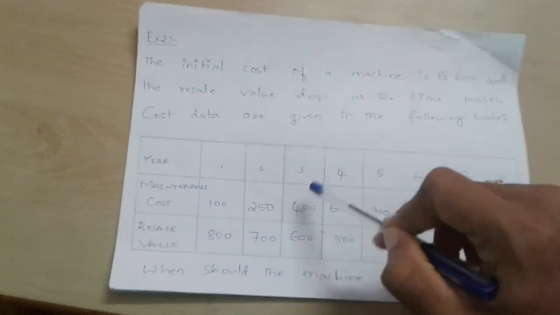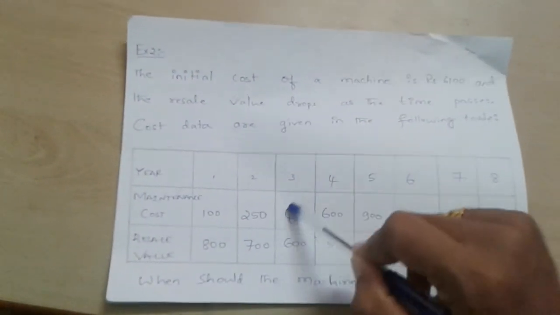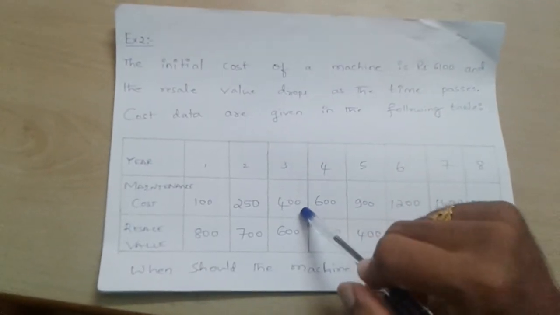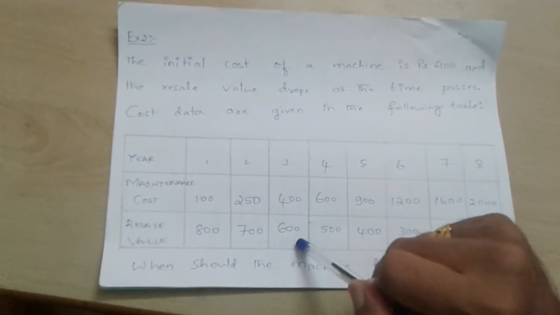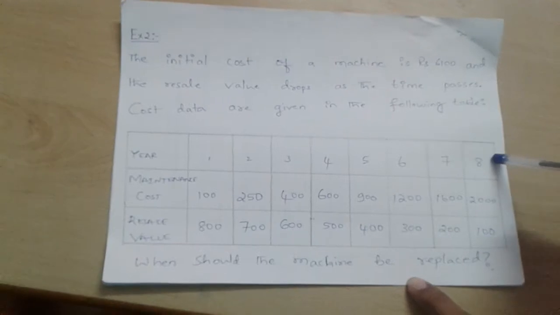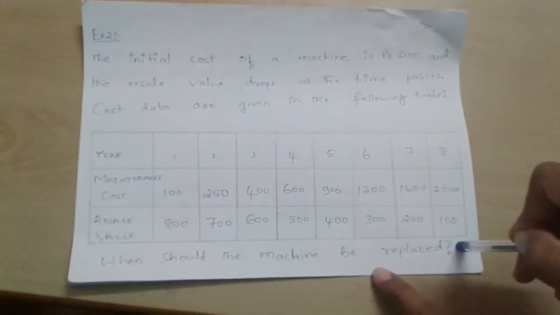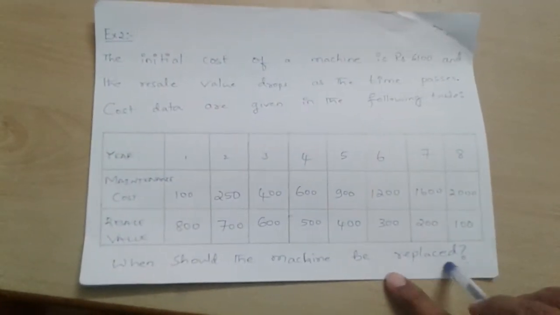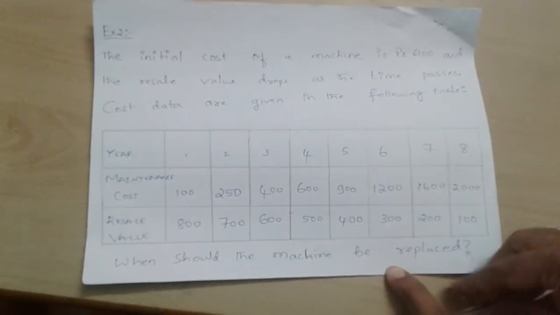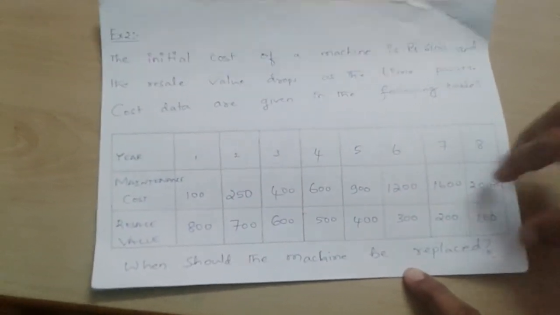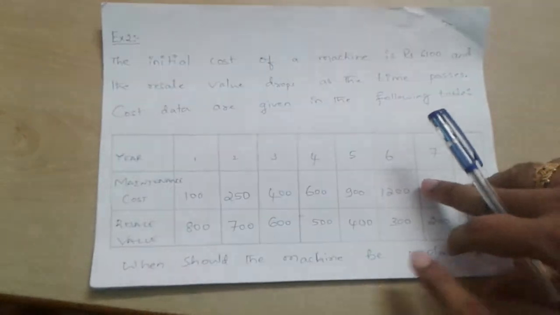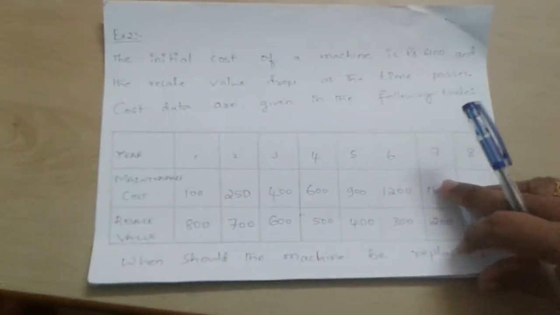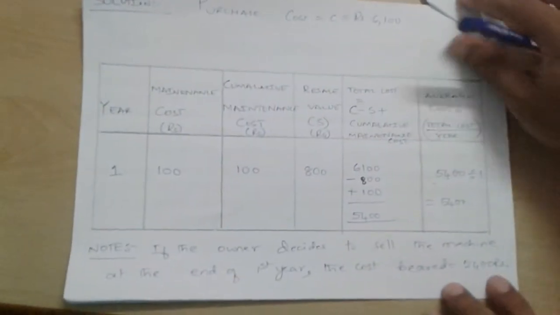At the end of the third year, the maintenance cost only for the third year is 400 rupees. The resale value is 600 rupees. Okay, so on and so forth. 8 years of data is given here. So again the question is the same. We have to determine the replacement period of this particular machine. Alright, so now we will discuss the solution of this particular problem.